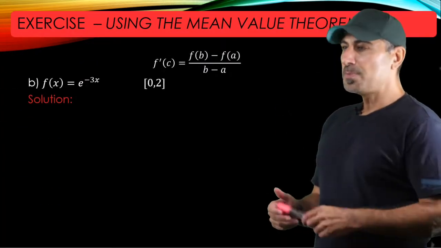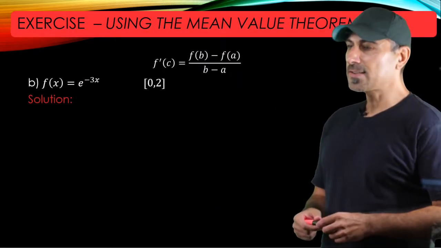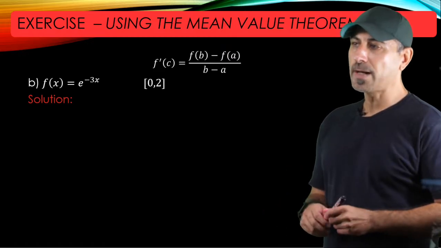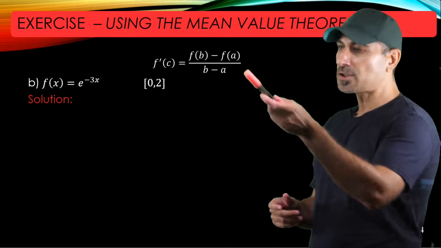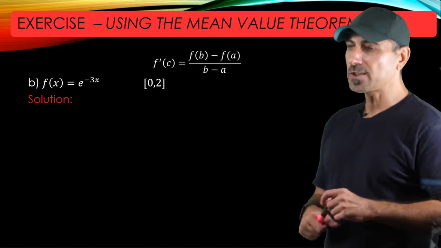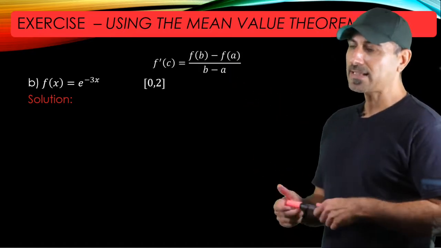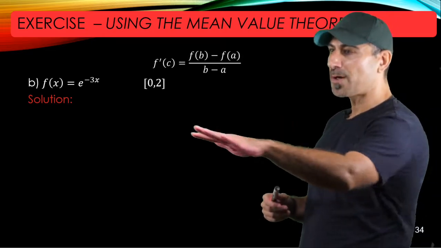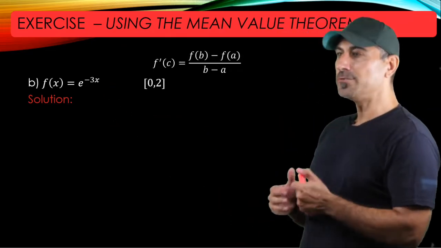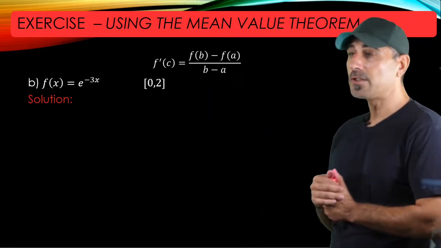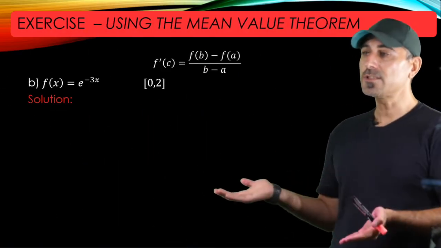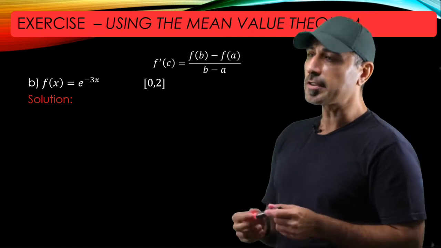All right, for part B, we're going to follow the same process, but this time the function is e to the minus 3x. And we know from the previous chapter that exponential functions are always continuous and differentiable over the whole real axis. So we have no problem with continuity and differentiability, in particular on the interval 0 and 2. So both conditions of the mean value theorem are satisfied.